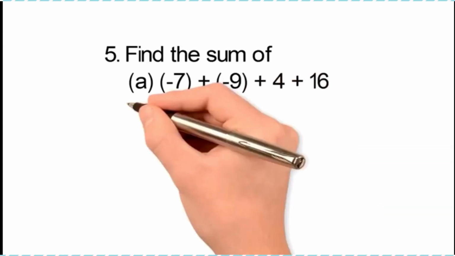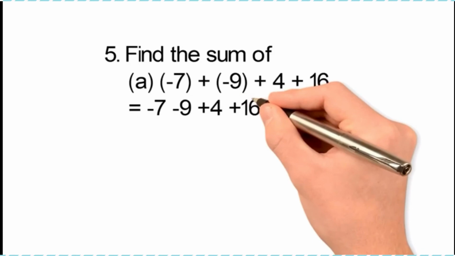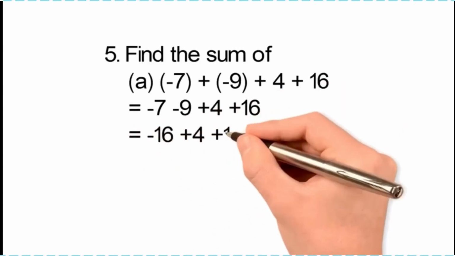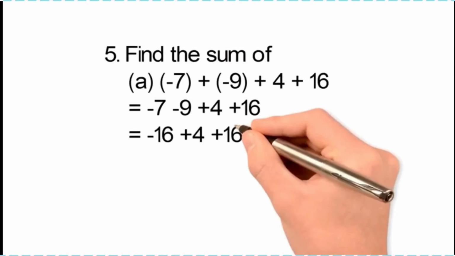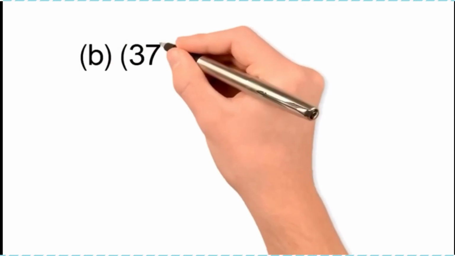Question number 5th. Find the sum of minus 7 plus minus 9 plus 4 and plus 16. Here you need to open the bracket and change the sign. Minus 16 plus 4 plus 16. Again the first two numbers we will take and do the calculation. Minus 16 plus 4 is minus 12 plus 16. Minus plus will be subtraction and the answer is 4.